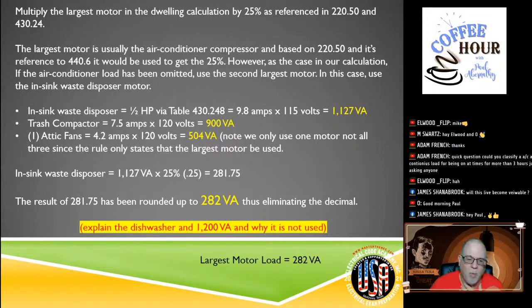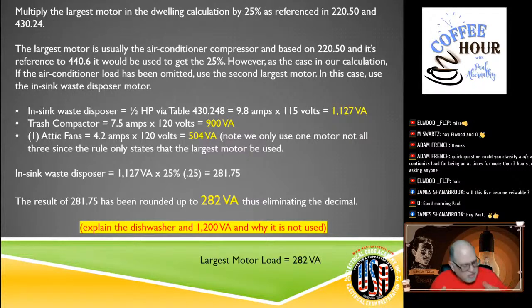Now, people want to know, why wouldn't I use the dishwasher and the 1200 VA for this? Because that is specifically an appliance, and the way it's designed, its heat cycle and its motor and everything are integrated. It has a nameplate that doesn't break it down the same way we would have for the motor. Typically, a trash compactor will break down into horsepower. Not always, but in our example, it does. The attic fans are true motors.